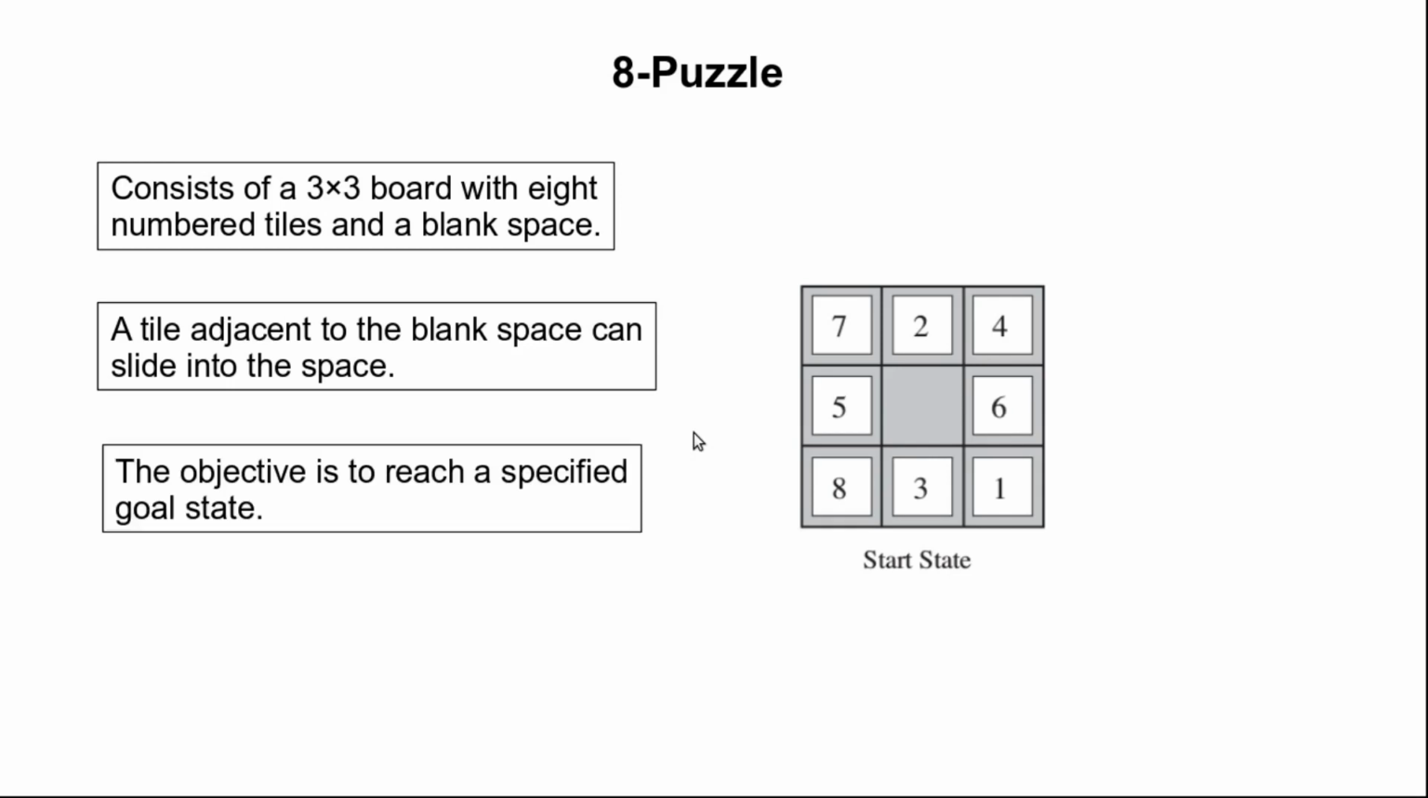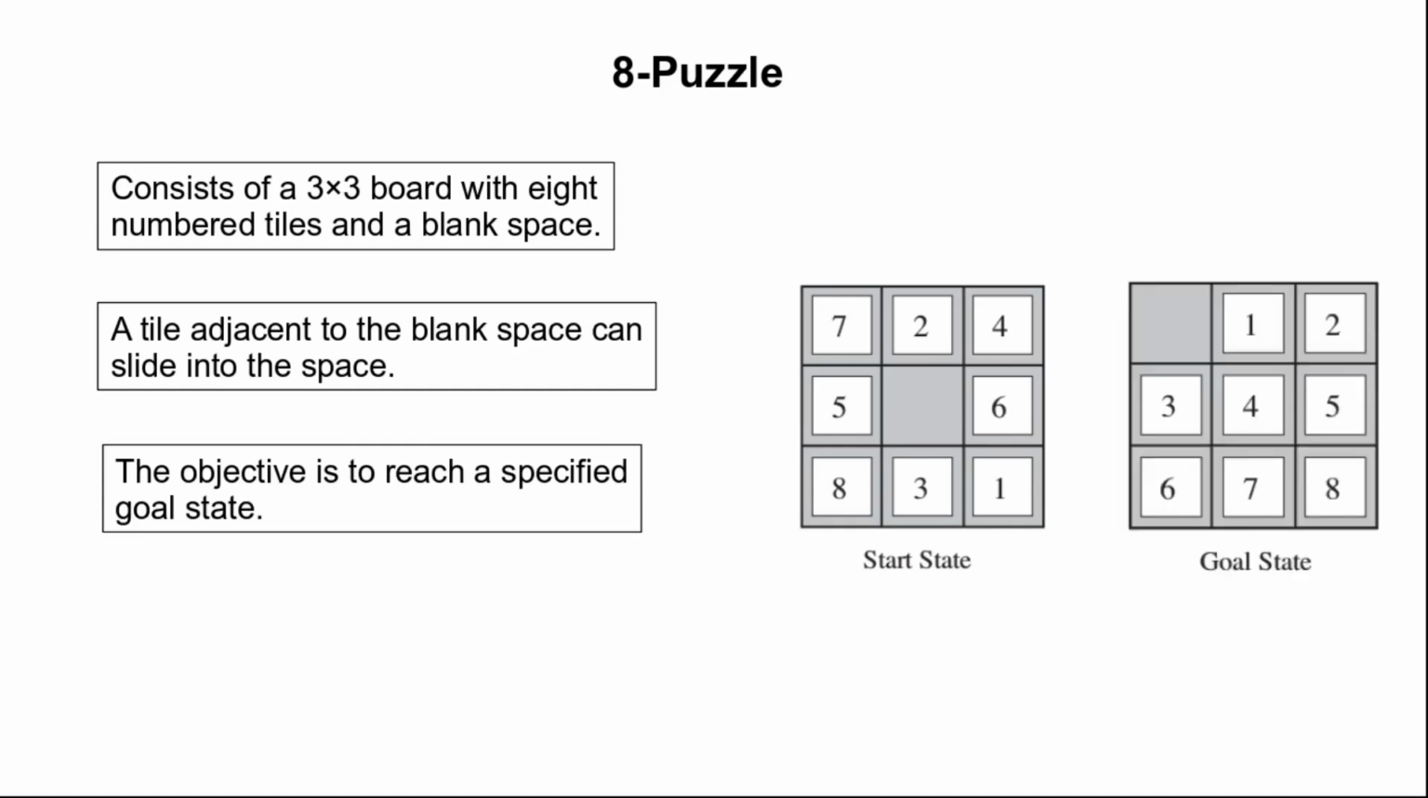The objective is to reach a specified goal state. For example, this may be a goal state. So, starting at a given start state, the goal is to reach the goal state by moving the tiles into the blank space. By making different moves, we want to reach the goal state starting at the start state.